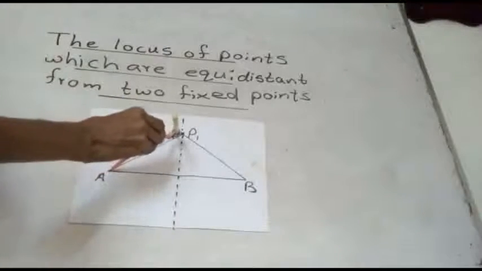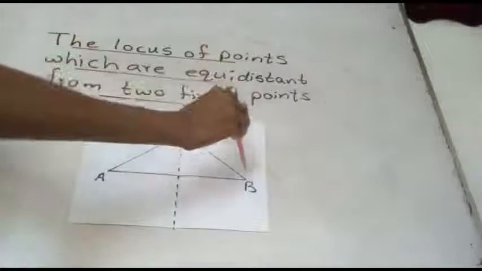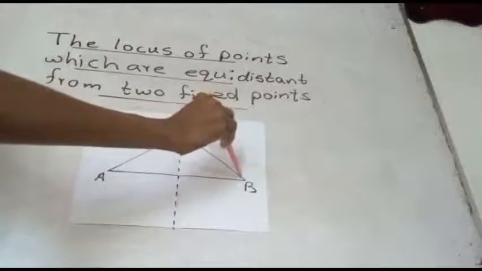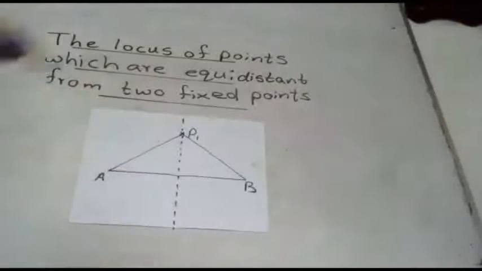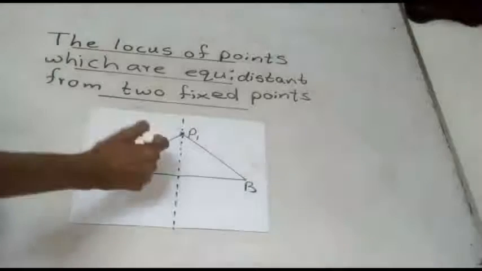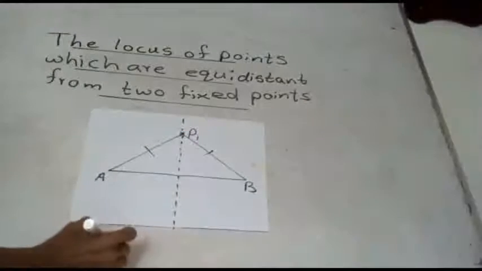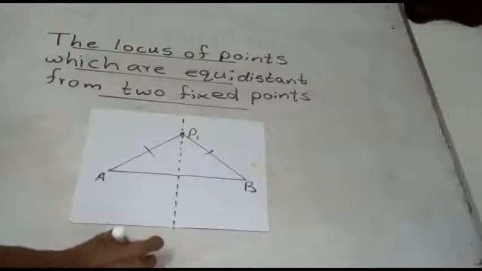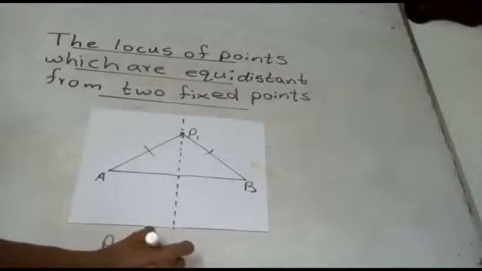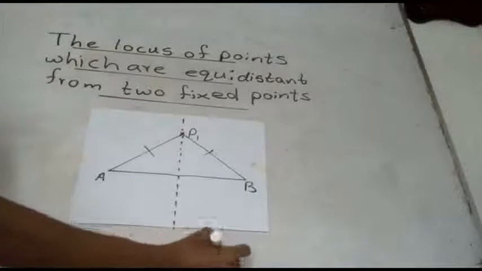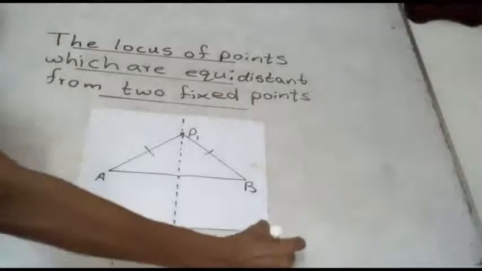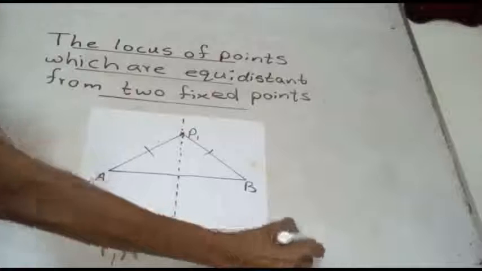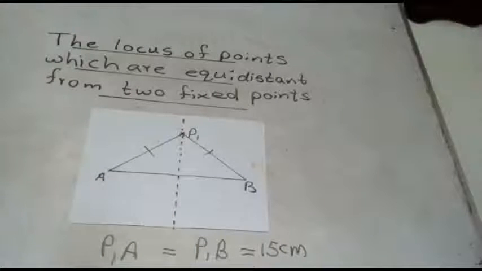Here, this length is equal to this length. Or if you like, you measure. Measure and write. The length P1A is equal to P1B, equal to 15 centimeters. You write which length you had.